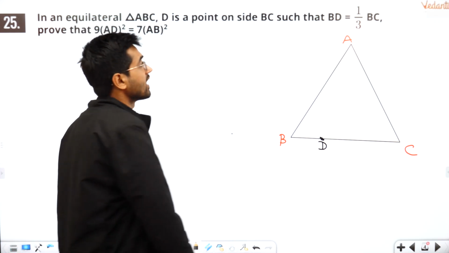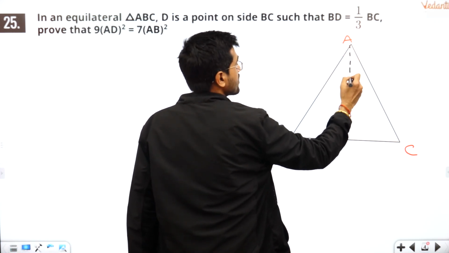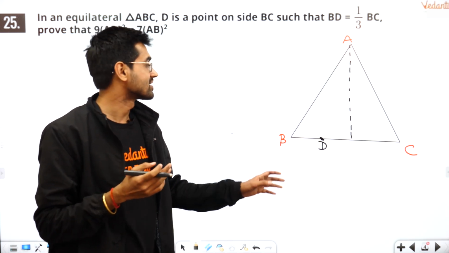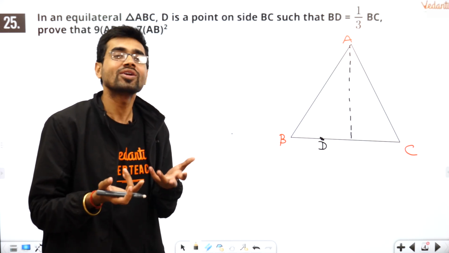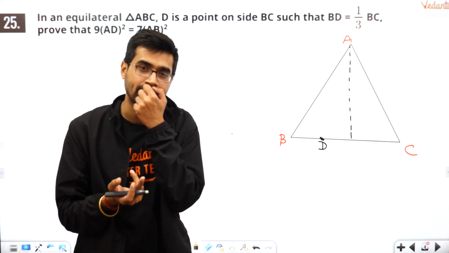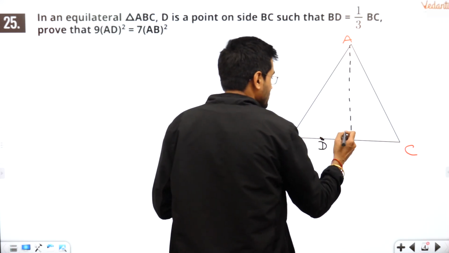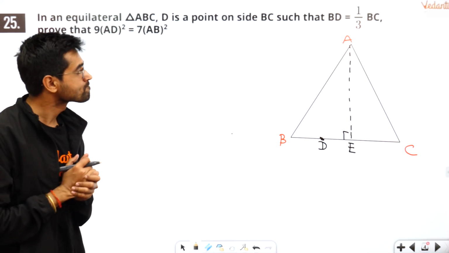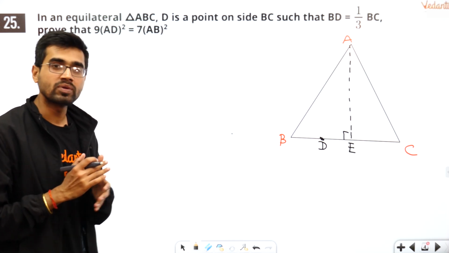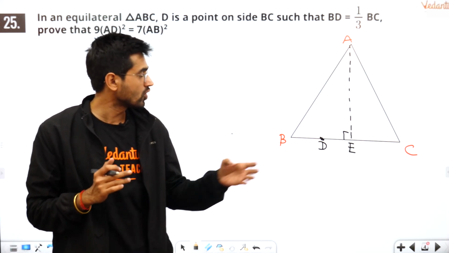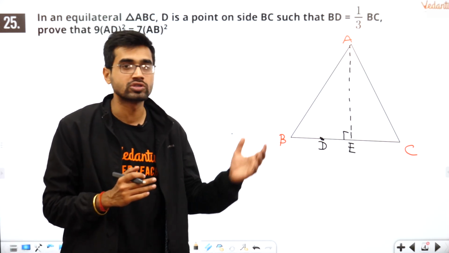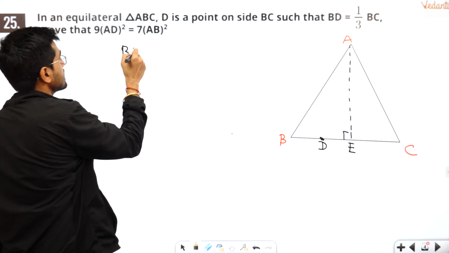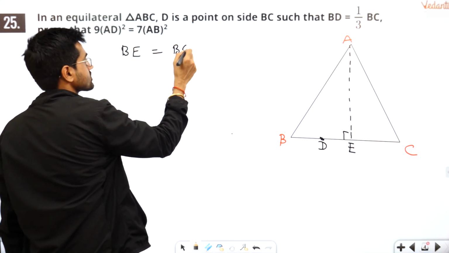Remember this. Now you are going to drop a perpendicular from A, because I cannot apply Pythagoras without having a right angle triangle. I name the foot of the perpendicular E. Can I now say that BE is half of BC? It should be, because E is the midpoint, and it is the median also, because it is an equilateral triangle. So BE is half of BC.